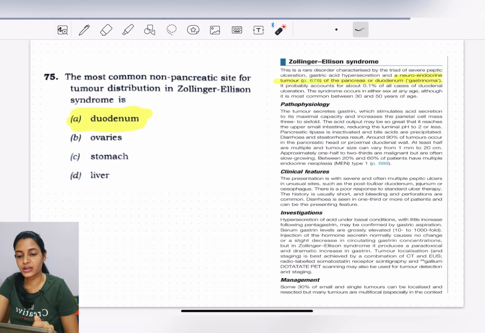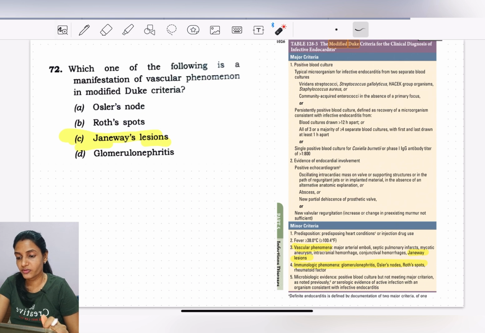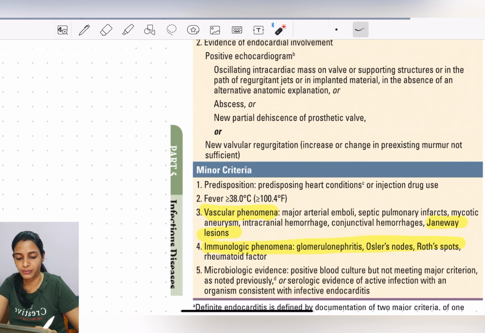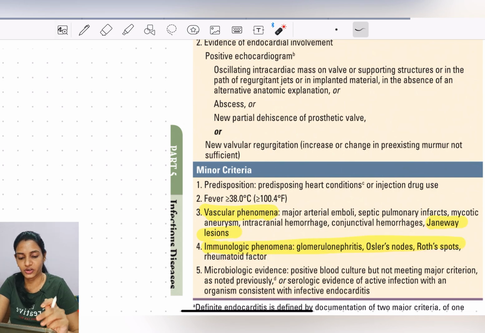They are talking about Zollinger-Ellison syndrome, the most common non-pancreatic site. The most common non-pancreatic site in case of Zollinger-Ellison is the duodenum. Which of the following is a manifestation of vascular phenomena in the modified Duke criteria? So for vascular phenomena in the modified Duke criteria, they have given in the option Janeway lesion. The other 3 options they have given come under the immunologic phenomena.